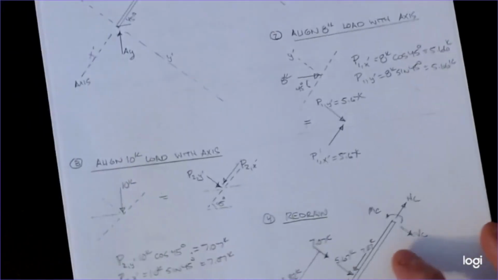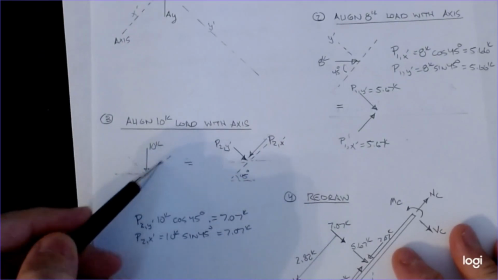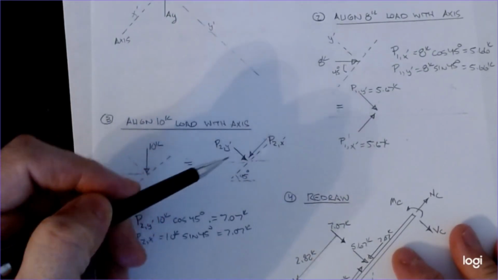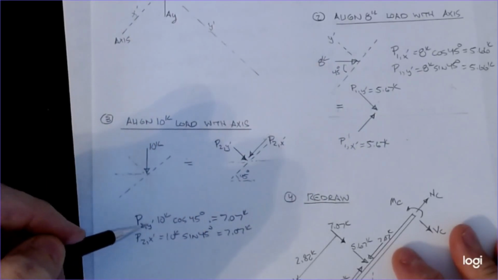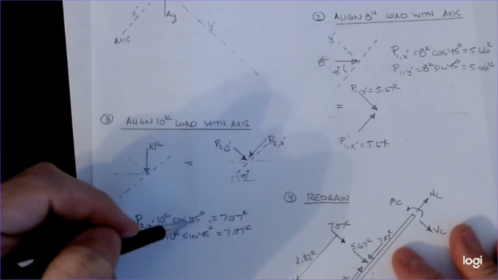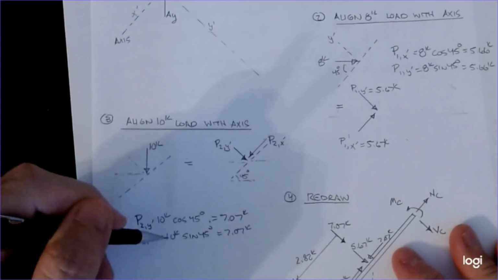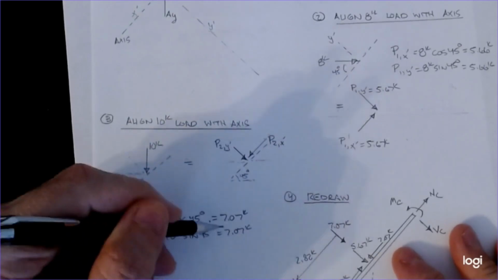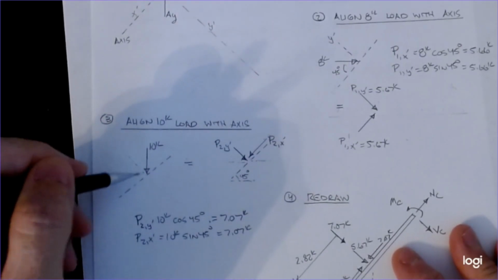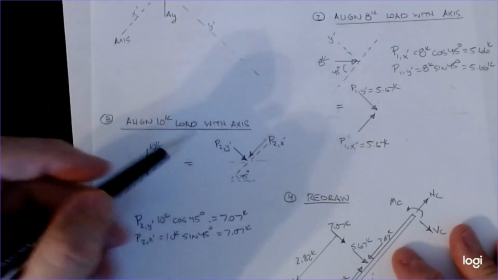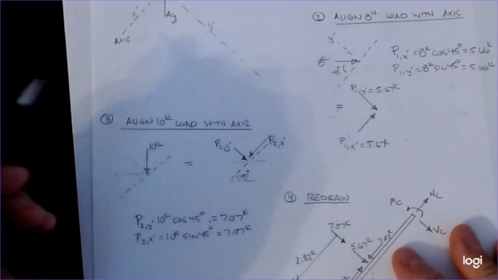Last but not least, we do the exact same thing over here on the 10 kip load. 10 kips is acting down, here's the inclined line. When I break this down, P2Y prime is 10 kips times the cosine of 45 degrees, which is 7.07. And P2X prime is 10 kips times the sine of 45 degrees, or 7.07. Notice the sines and cosines switch because now I'm talking about a vertical load that I'm trying to get onto a horizontal axis. If this load is acting down, then its components have to be oriented in that direction.